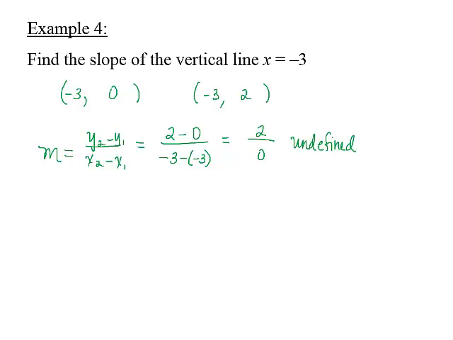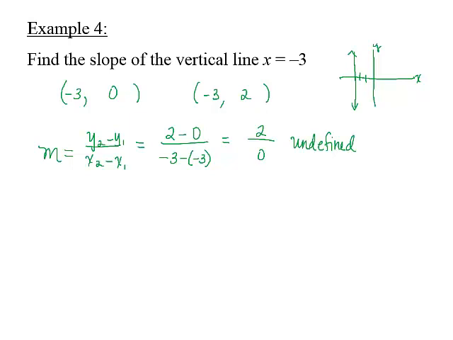And again, if you think about it graphically, the graph of x equals negative 3 goes through the vertical line at negative 3. There is rise to this graph, but there is no run, which is why the slope is undefined.